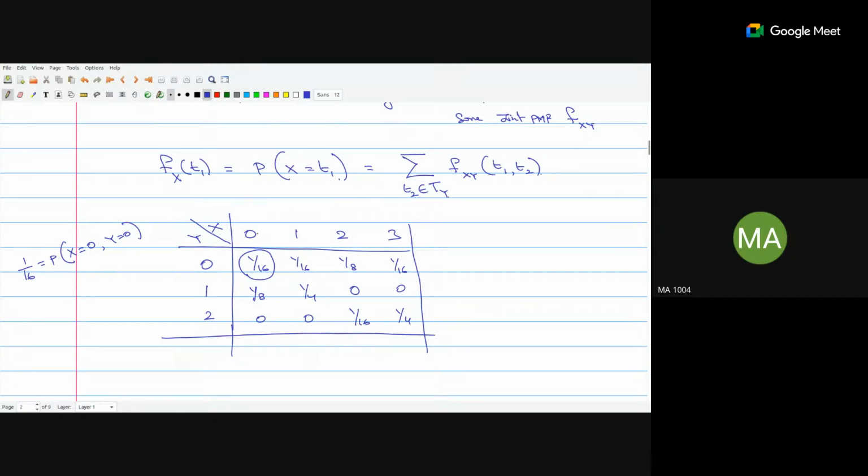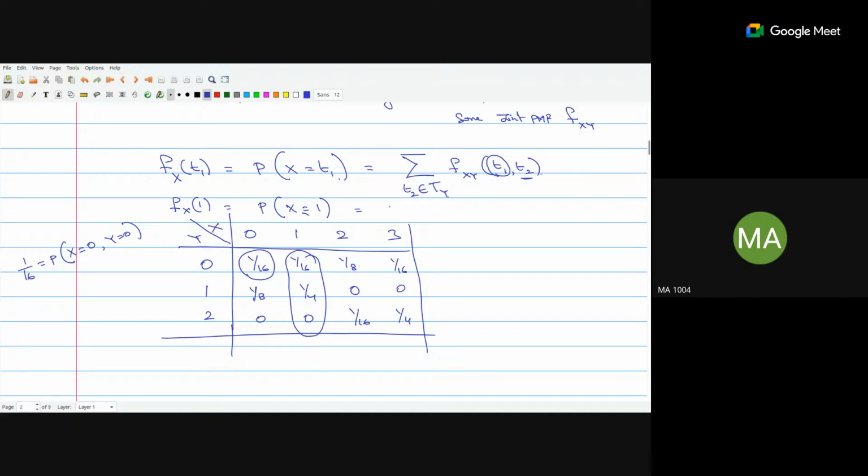this t1 is either 0, 1, 2, 3. So if I look at t1, the probability that X equals t1, what I have to do is add up all the values in this particular column. For example, if I wanted f_X(1), the probability that X equals 1, I have to sum up all the joint probabilities by keeping X constant and adding up all the unwanted Y values.